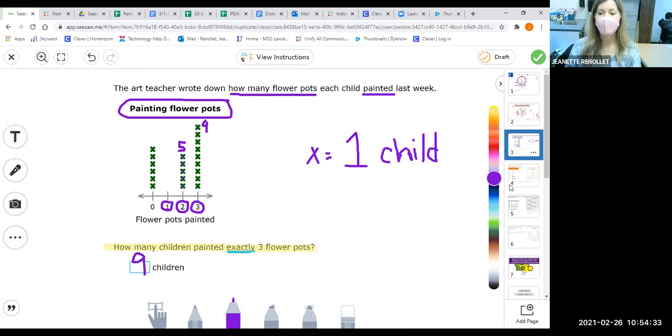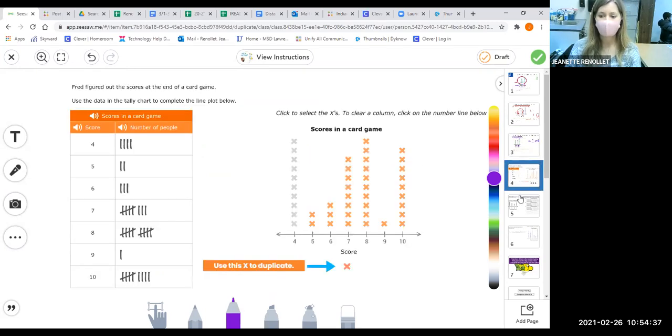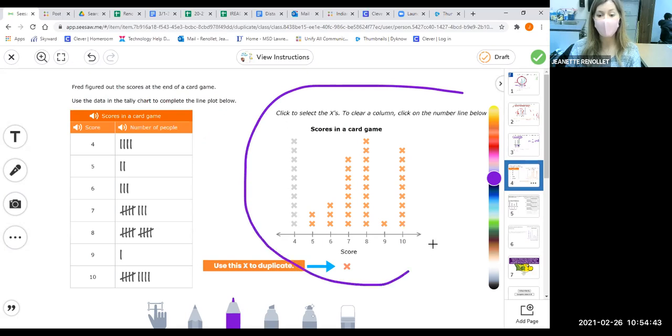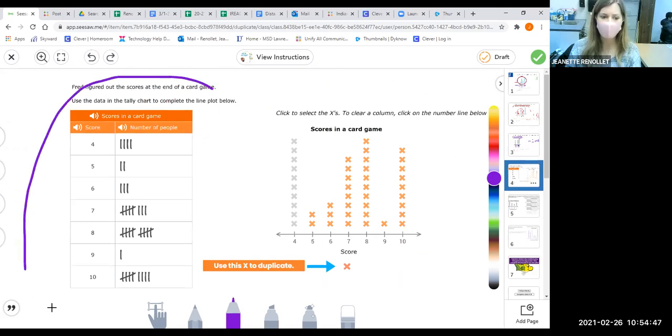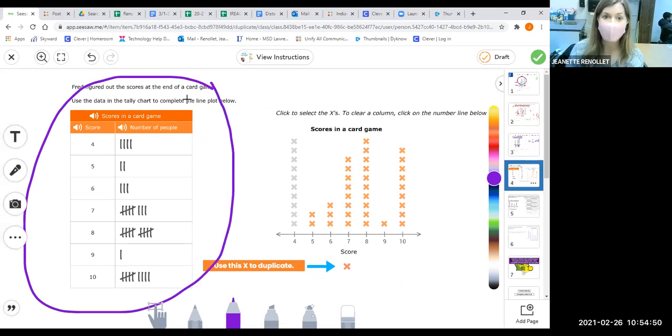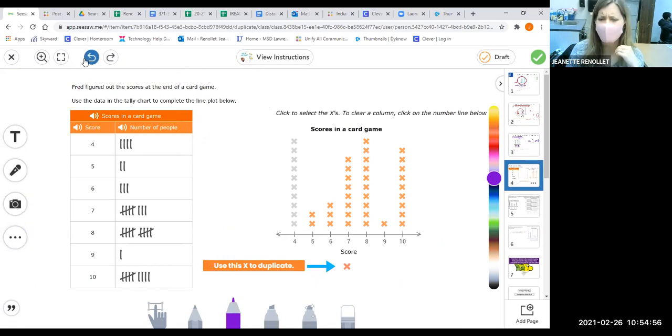Excellent work. Let's go to slide number 4. Slide number 4 is a little bit different. I do see a graph, but I also see a frequency chart. Look on the left side. This is an example of a frequency chart. So let's take a minute to read to figure out what these graphs are talking about.